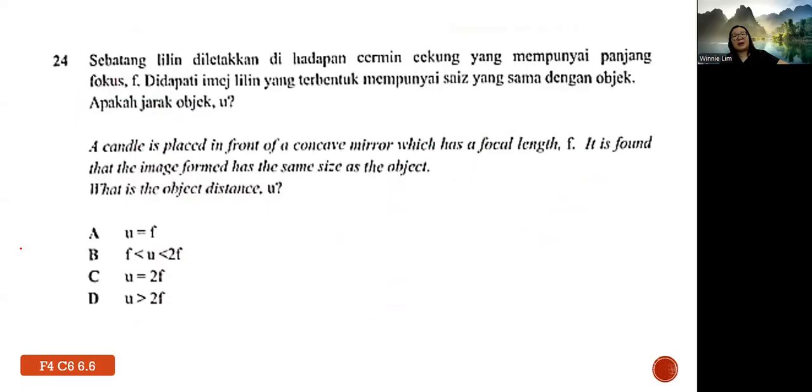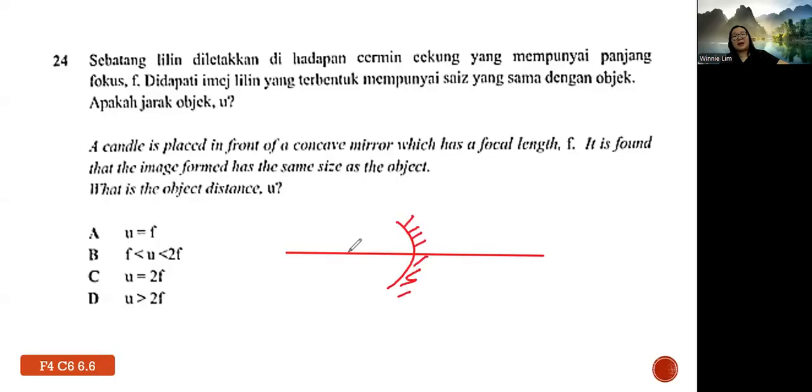24. A candle is placed in front of a concave mirror which has a focal length of f, and it is found that the image formed has the same size as the object. So what is the object distance u? To solve this question, same thing: you need to know how to draw the ray diagram for a concave mirror. So the concave mirror, this is how it looks like.